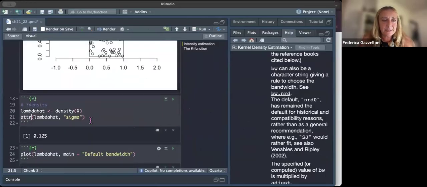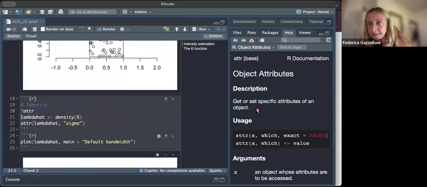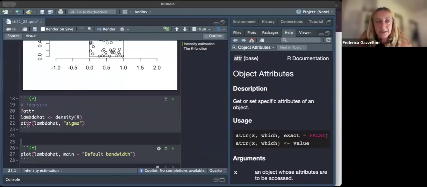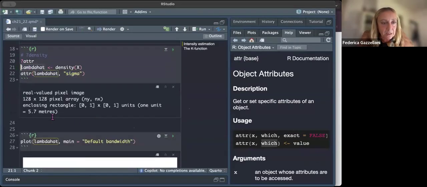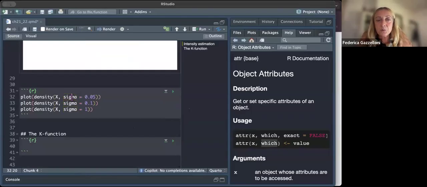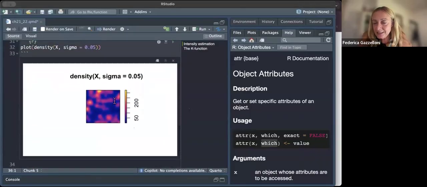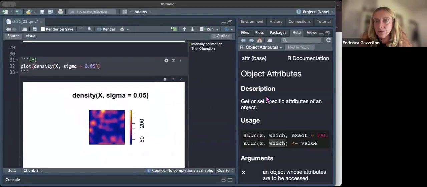The at function is the attribute function. We basically grab the attribute of the output of the density function, and we specify which attribute we want, in this case sigma. We cannot see it here, but it's good to know that if you use the attribute function specifying sigma, you can extrapolate the value of sigma. So what we do now is change the sigma to 0.05, and we can see that things change a lot.